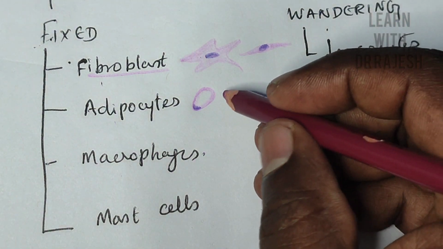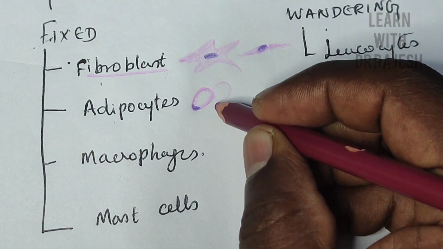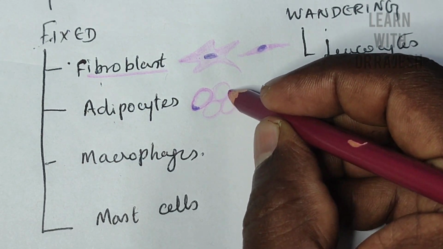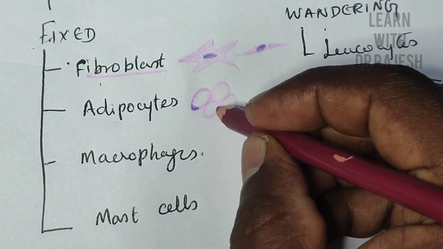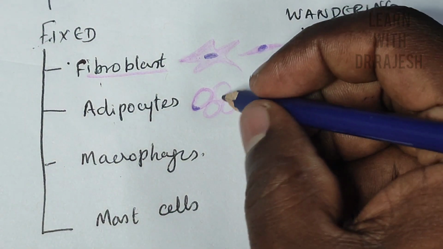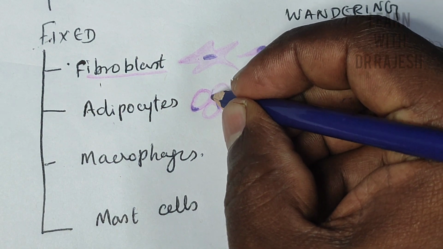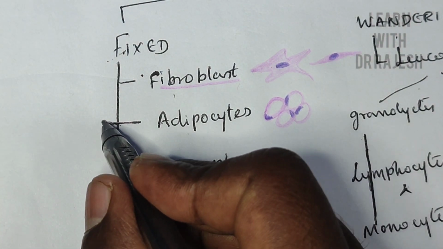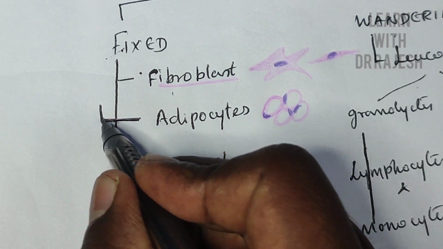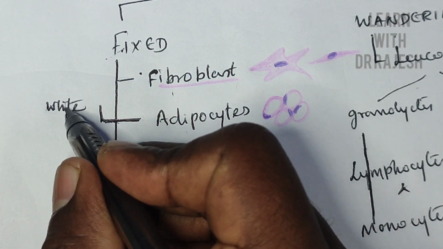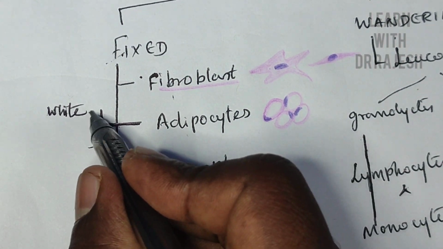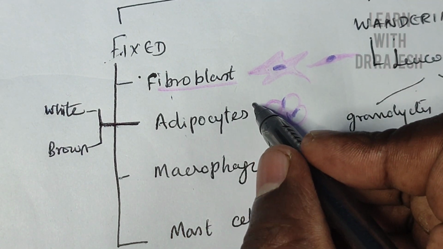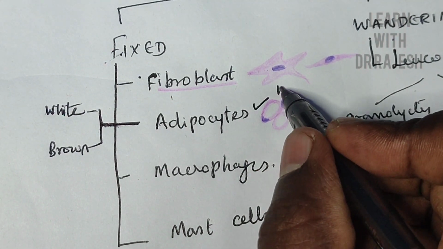So adipose tissue, we can draw multiple cells close to each other with a thin rim of cytoplasm and a single peripherally placed nucleus. This is how we draw adipose tissue. Two types of adipocytes are there. Adipocytes which are present in white fat and adipocytes which are present in brown fat. The structure we have drawn here is actually white fat.